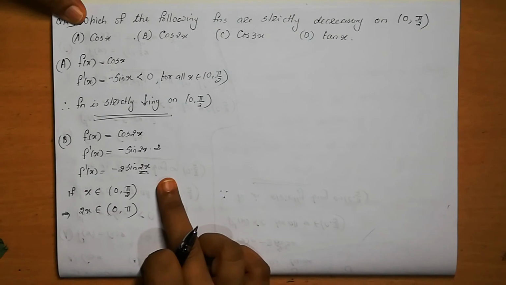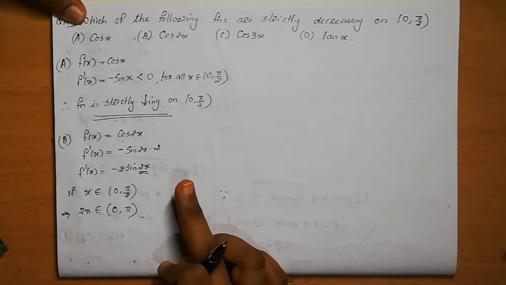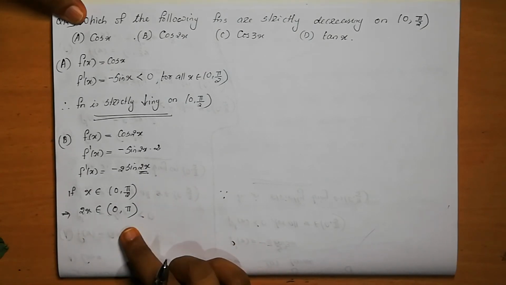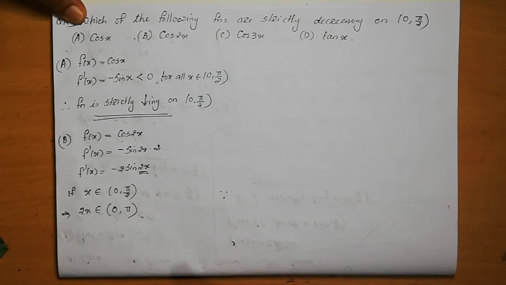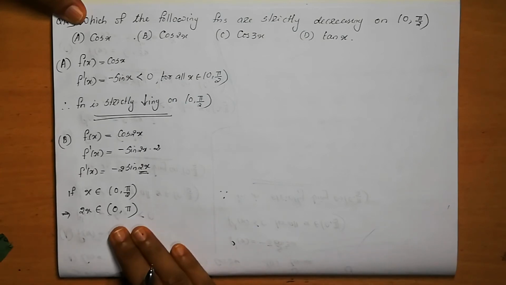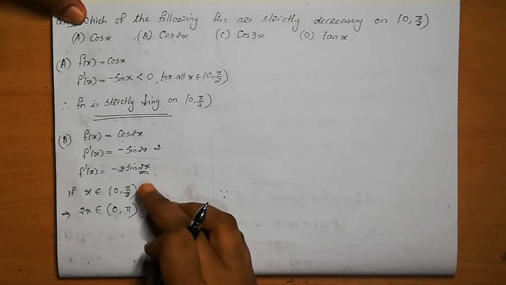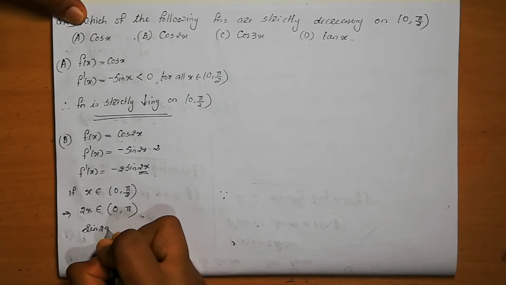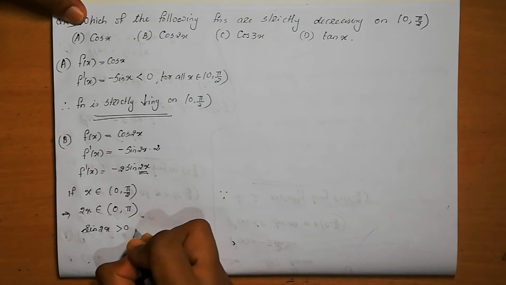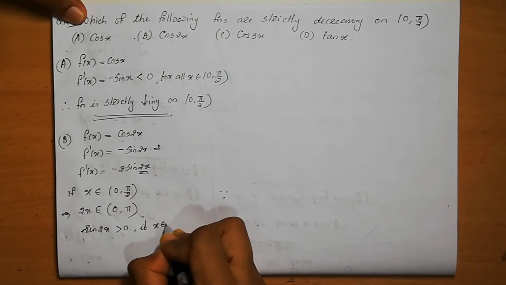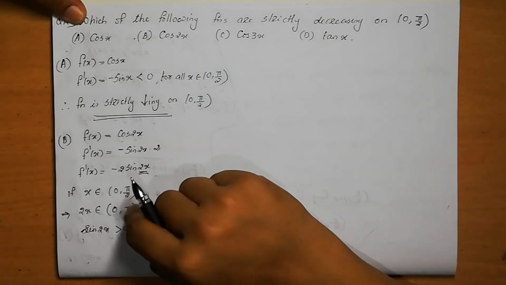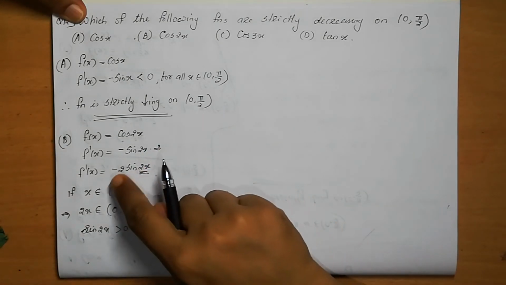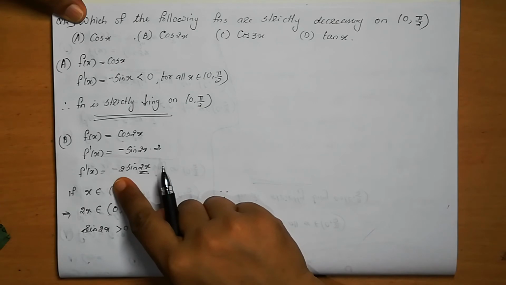Sin 2x is greater than 0 if 2x belongs to 0 to pi. If we are taking the values from 0 to pi, that means 0 to 180 also, the values are positive only, right? So the sin 2x value is greater than 0, if x belongs to 0 to pi. So this is greater than 0 means this is also positive only, but here by default one minus is there. So what we can write? The f dash x is less than 0 only, right?